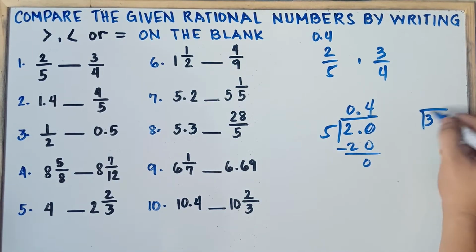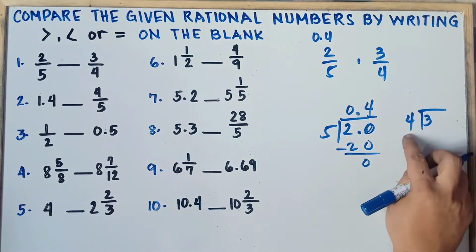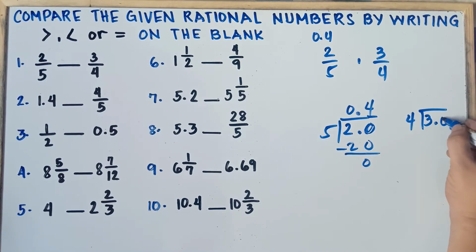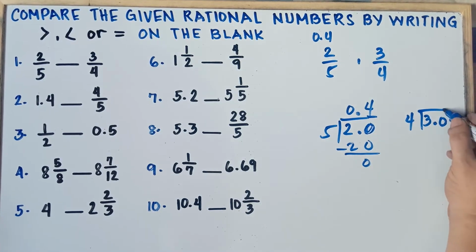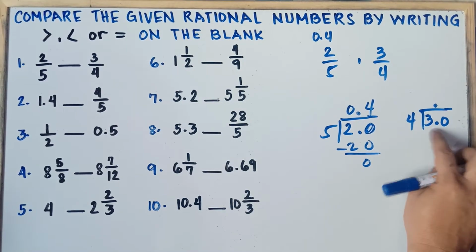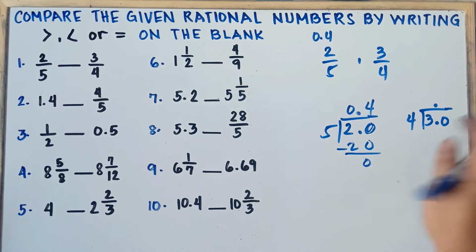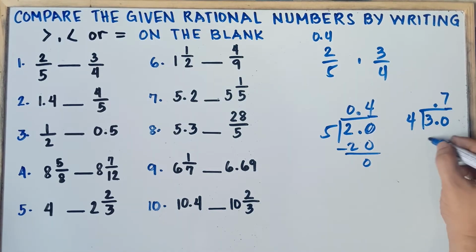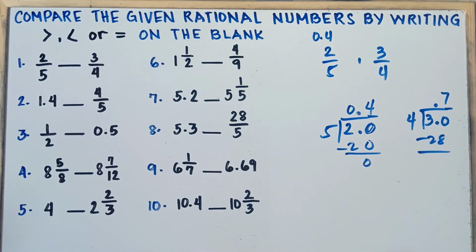And 3 divided by 4. So 3 divided by 4, that cannot be. We add 1 0. You put a point. And then add 1 0. You align the points class. You put a point on the top. And you think this one as 30. 30 divided by 4, that's 7. 7 times 4 is 28. Subtract. 30 minus 28, that's 2.